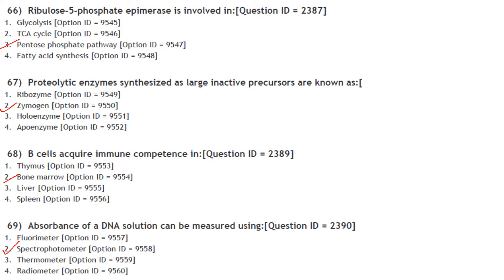So ribulose 5-phosphate epimerase, it is involved in the pentose phosphate pathway. Answer is option 3. Proteolytic enzymes synthesized as a large inactive precursor are known as zymogens. Answer is option 2. B cell acquire immune competence in. So it acquires immune competence in the bone marrow.